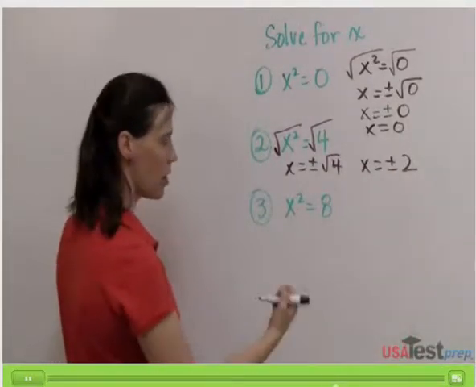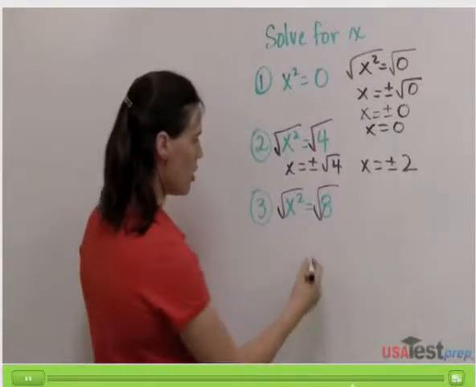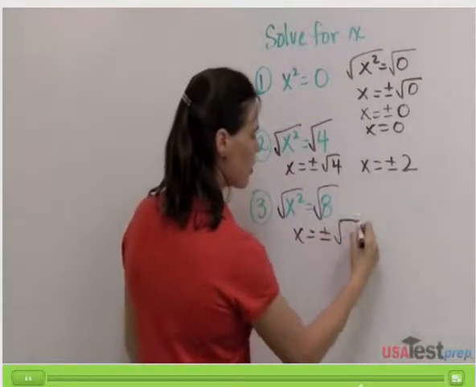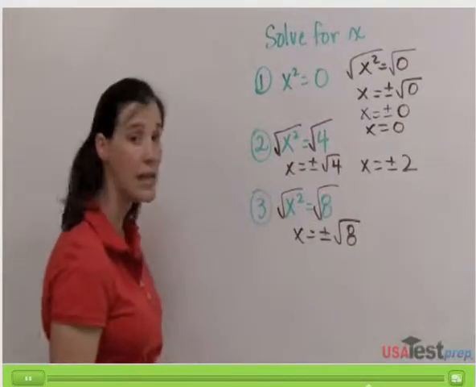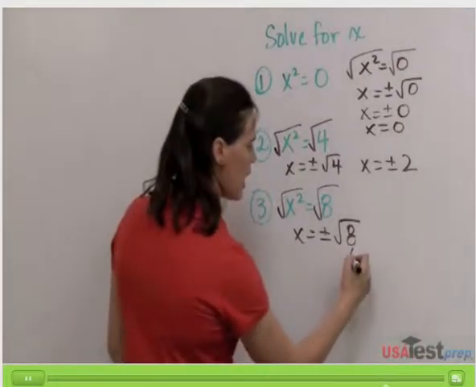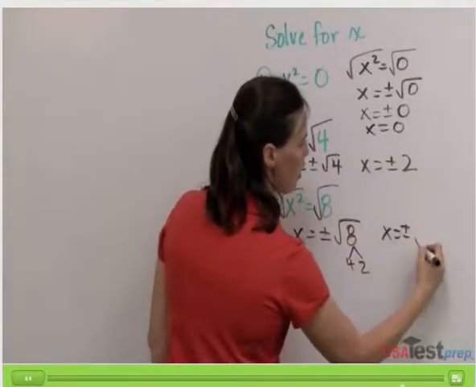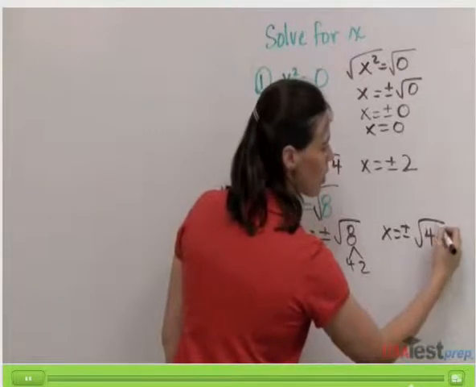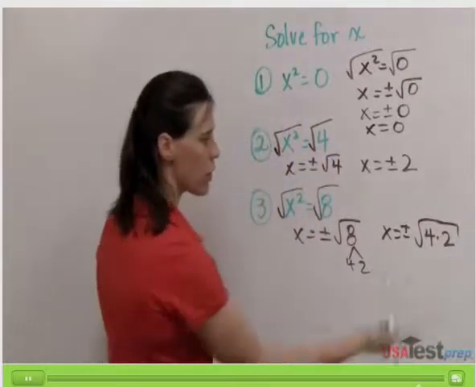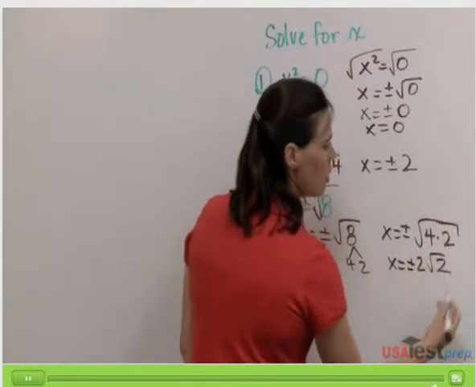And let's look at the last one. Again, we're going to do the same thing. Square root each side. So x equals plus or minus the square root of 8. 8 is not a perfect square. So now this is where you have to think about it. Well, what is 8? 8 is 4 times 2. So this is really equals plus or minus the square root of 4 times the square root of 2. And 4 is a perfect square, so I'm going to pull it out. So x equals plus or minus 2 square root of 2.